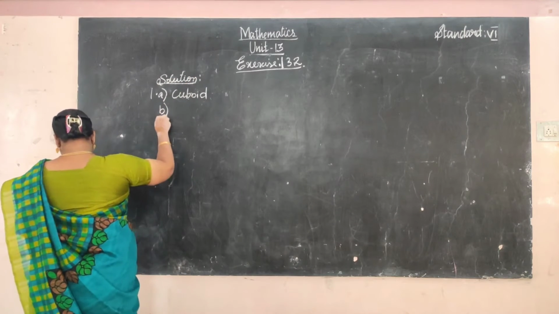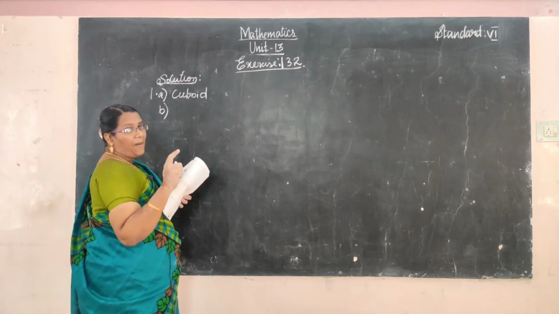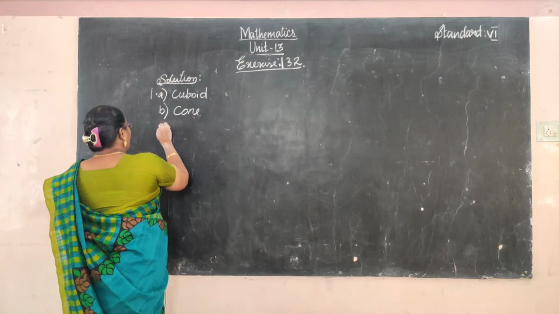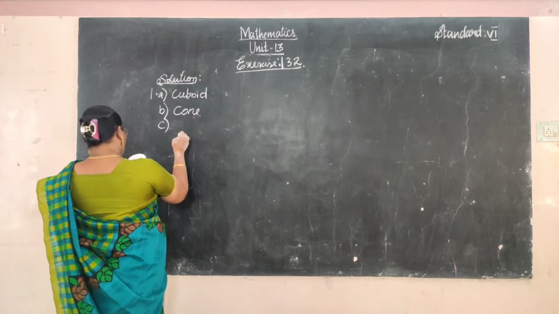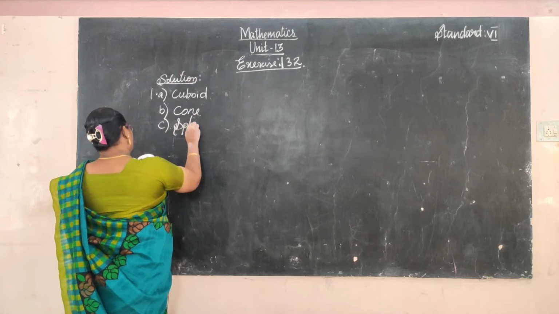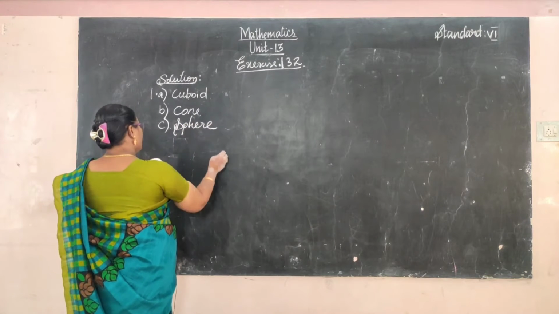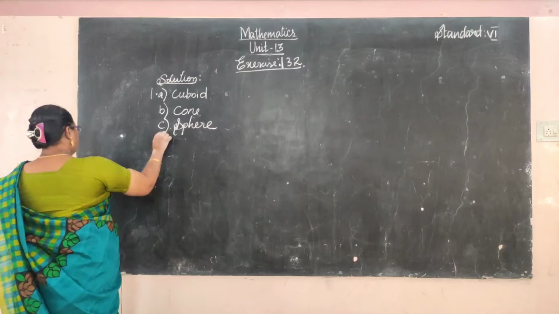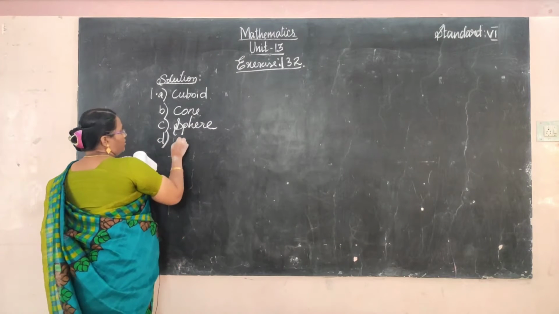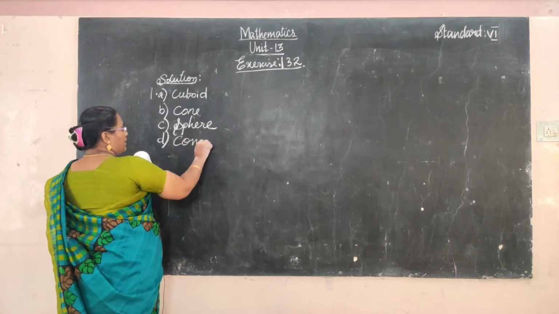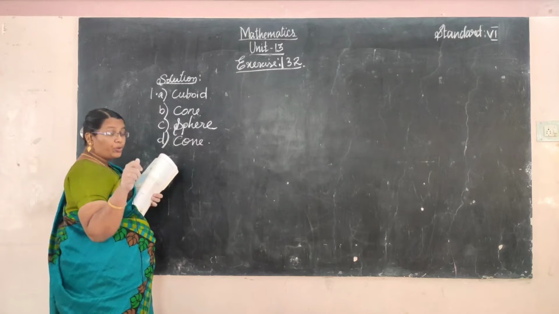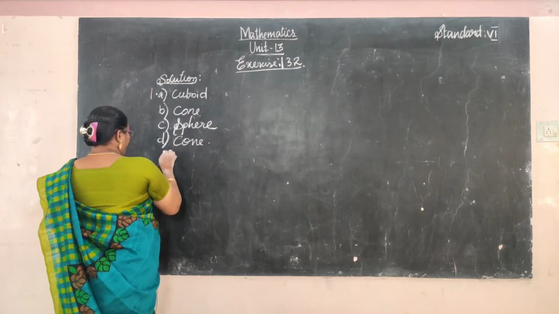And B, birthday cap. It looks like a cone. And C, ball. Ball is a sphere. And D, ice cream cone. So that's also the 3D shape cone. And E, ice cube. Cubes.